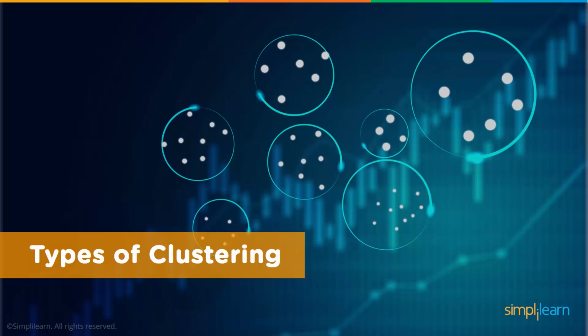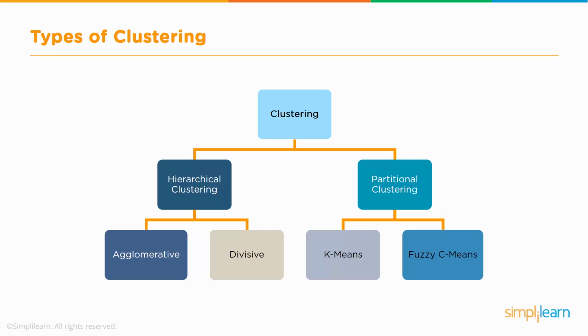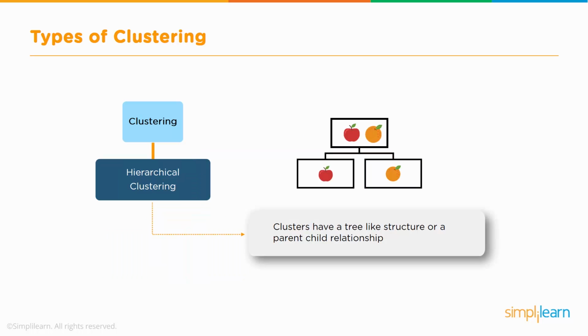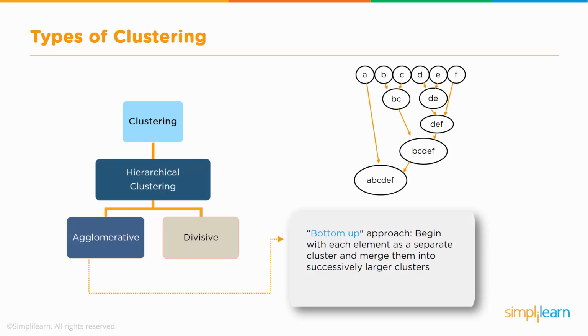So let's begin. First of all, what are the types of clustering? There are primarily two categories of clustering: hierarchical clustering and partitional clustering. And each of these categories is further subdivided into agglomerative and divisive clustering, and k-means and fuzzy c-means clustering. Let's take a quick look at what each of these types of clustering are. In hierarchical clustering, the clusters have a tree-like structure, and hierarchical clustering is further divided into agglomerative and divisive.